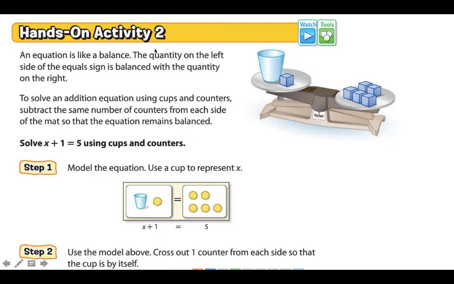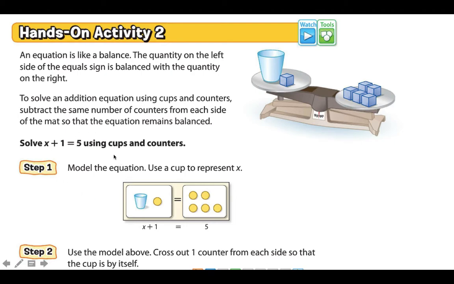So in example number 2, we're going to look at a different type of model. We can think of an equation like a balance. The quantity on the left side of the equal sign needs to be balanced with the quantity on the right side. So they have to have the same value in order to be called an equation. To solve an addition equation using cups and counters, subtract the same number of counters from each side of the mat so that the equation remains balanced. So what you do to one side of the mat, you've got to do to the other side.